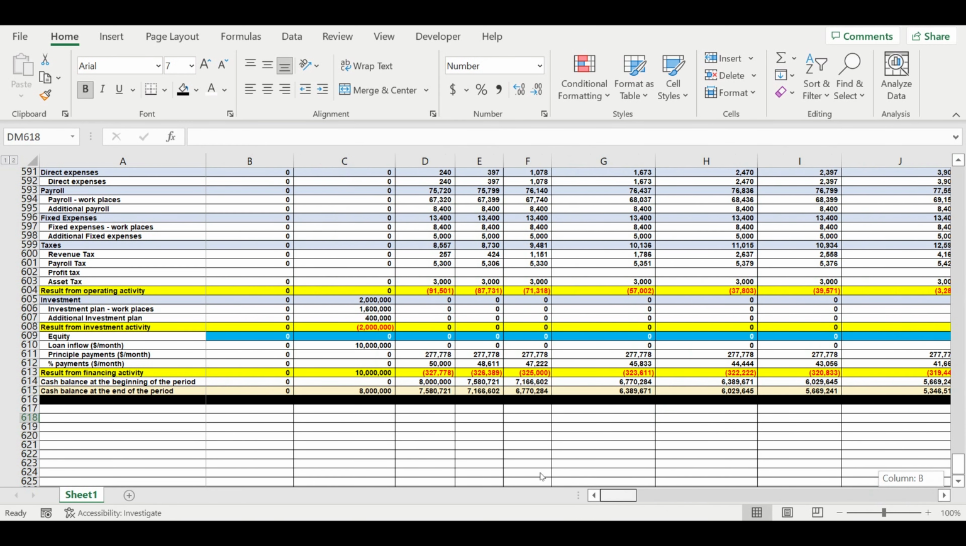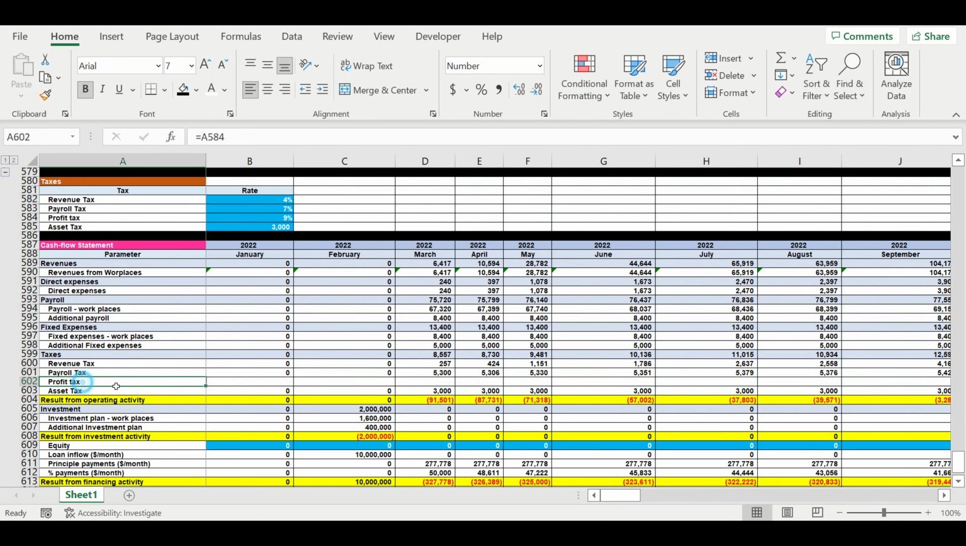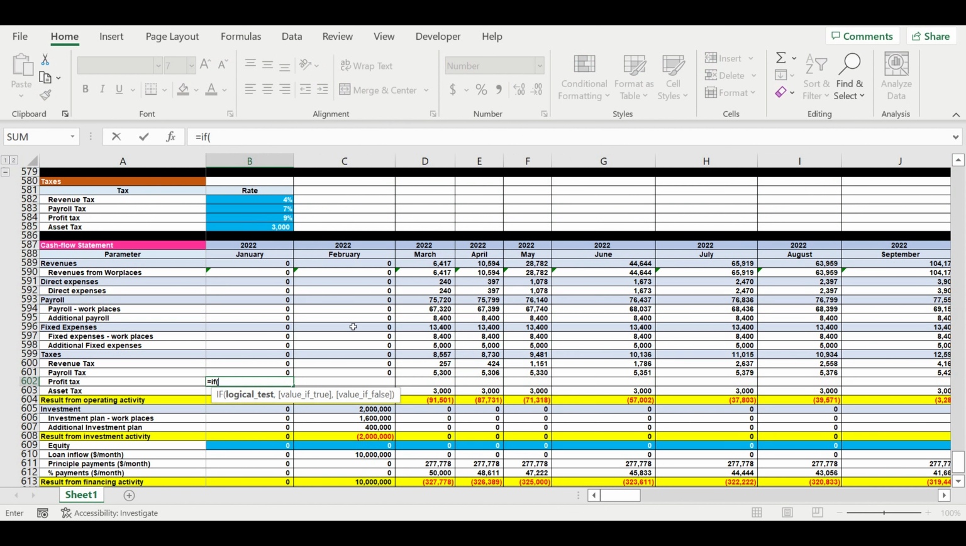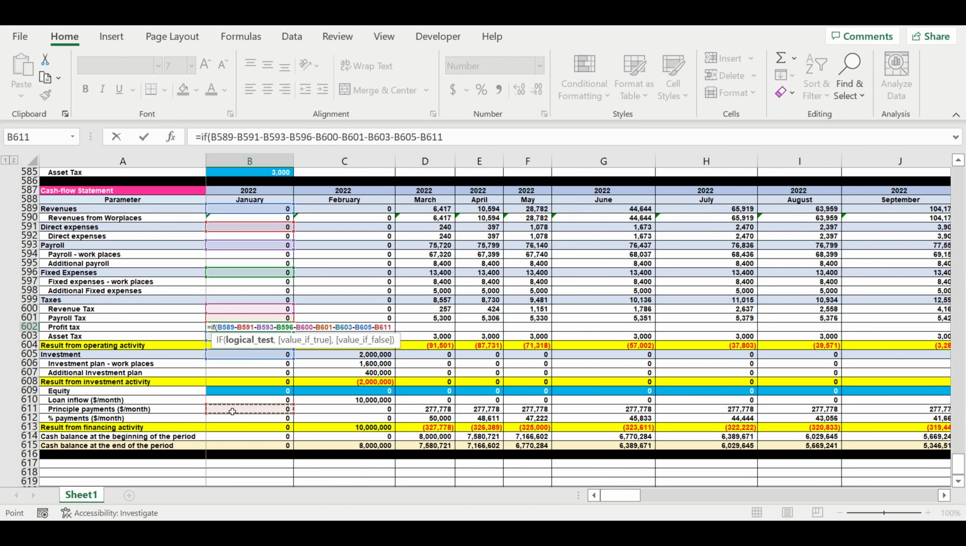And we're not done with profit tax. So if revenues minus this minus this minus this minus this minus this minus this minus this and minus this will be less than 0, we will put here a 0.